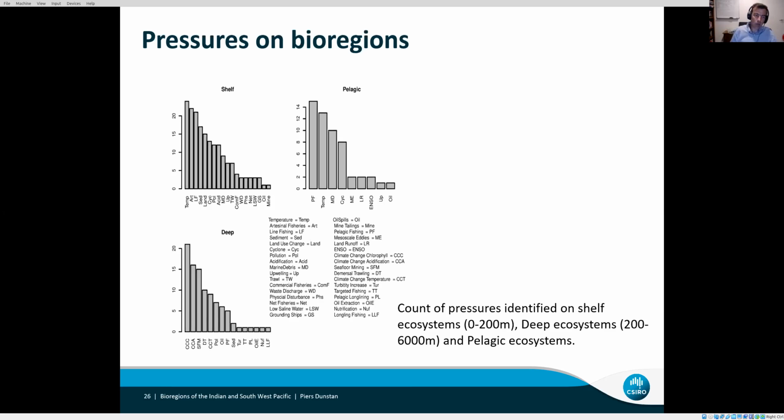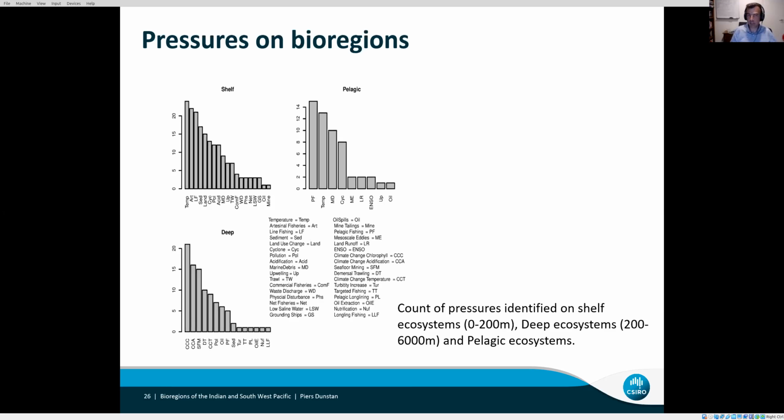But then straight after that, we start to see the impacts of land use, sedimentation, land clearing, and then pollution, all starting to show up as really quite important in a large number of bioregions on the continental shelves around the Indian and the Pacific Ocean. And then cyclones are in there as well as another potential. And then there's a sequence of other pressures and changes that were identified as being important for different systems.